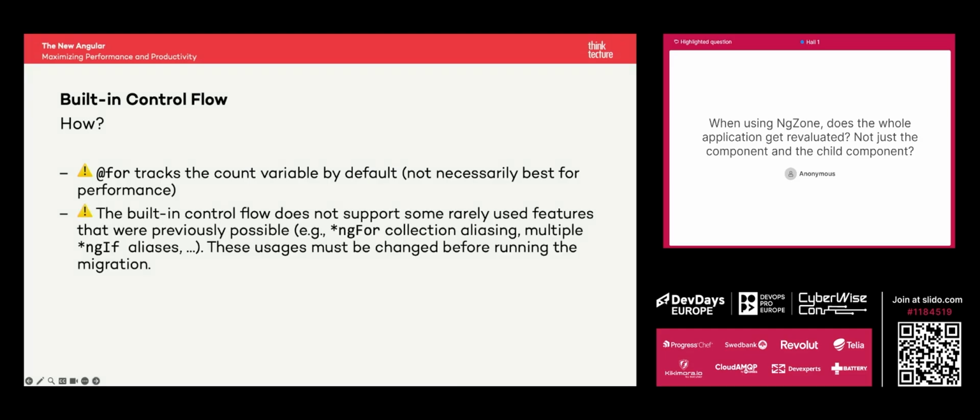The new built-in control flow does not support some very rarely used features of the old structural directive syntax, which is renaming a collection or giving multiple aliases to an ngIf. I think nobody ever used this. If you did, you have to change that. And the template reformatting, unfortunately, does not use Prettier. So you have to format it again, at least in my case, where we use Prettier in a project.